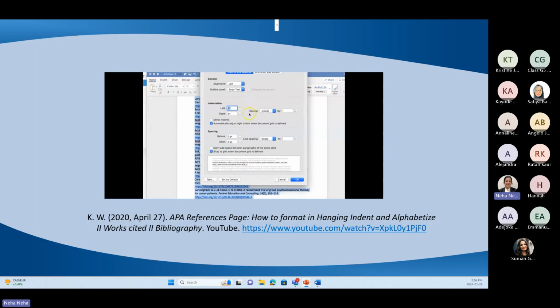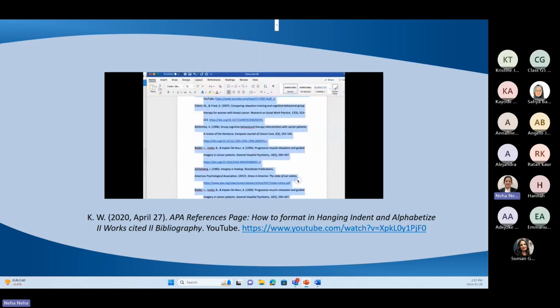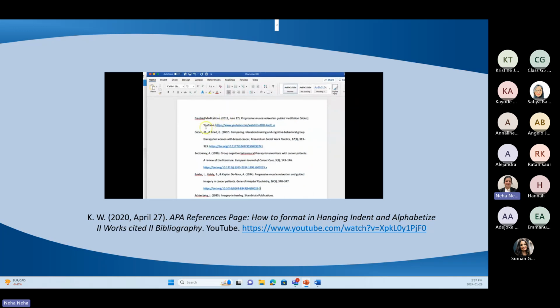Then you see here where it says special, click on this drop down. It says hanging, and then line spacing, because your line spacing has to be double. So we'll have to pick double here. That's it. And you're going to click OK. So now you see all your references are in hanging indent the way it should be.